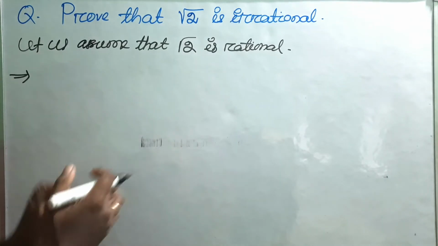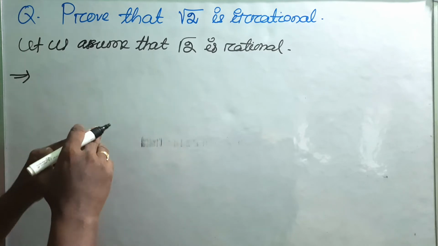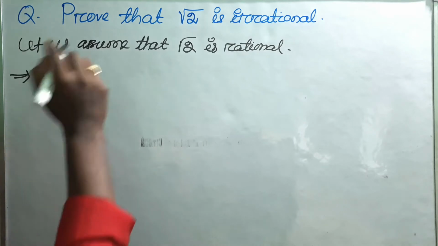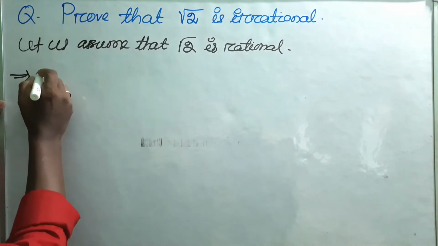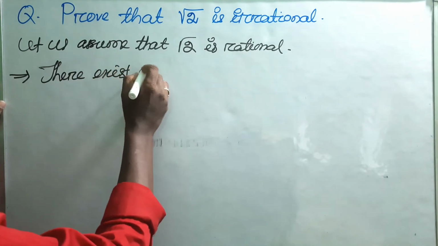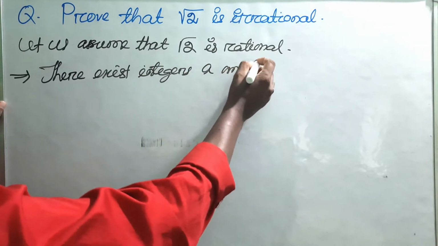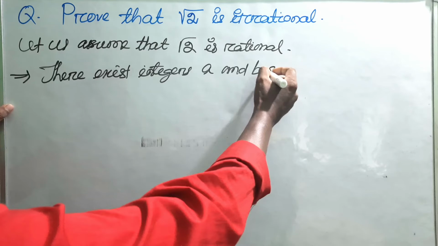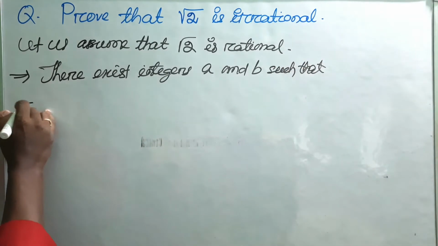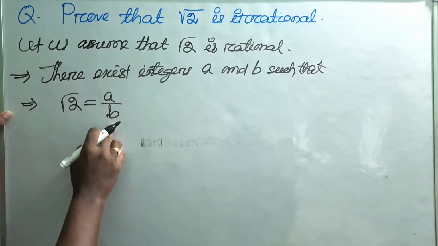since root 2 is rational, it can be expressed in the form A by B. In some books it is given as P by Q, so you may take A by B or P by Q, that does not matter. Here I will take A by B. So by the definition of a rational number, there exist integers A and B such that root 2 is equal to A by B, meaning root 2 is expressed in this form.